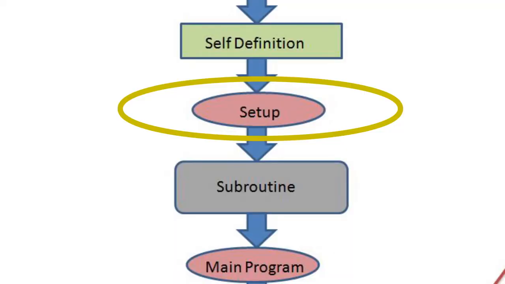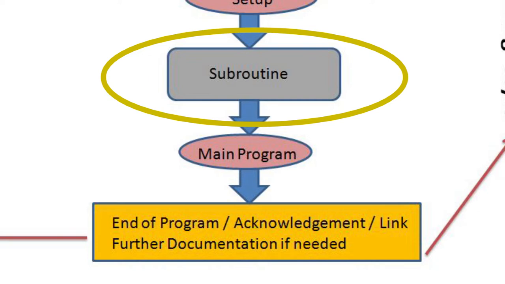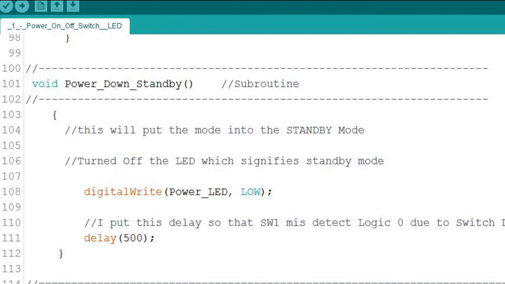The setup is a standard Arduino requirement where you define the I/O, define the pins as input or output, the initial setting and other program that needs to be defined before it can be used in the main program. The subroutine comes next, which is our subprogram that can be broken down instead of putting all in the main program. Such subroutines are those that are common to other programs, and they are called when it is needed.